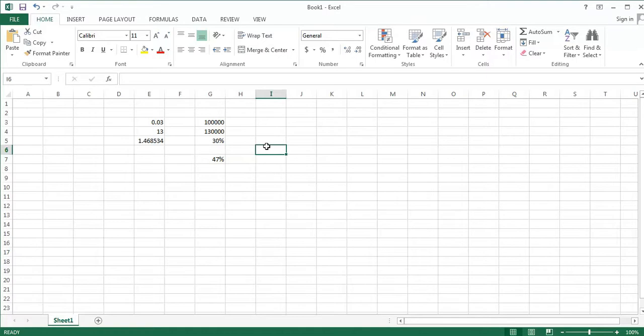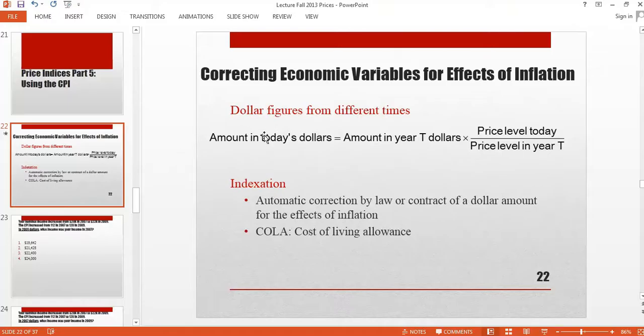So, how do we actually deal with this sort of thing? Well, we have the formula for it right here. To convert something to some equivalent amount in today's dollars, we take the amount in the earlier period and multiply by the ratio of the price levels. So we multiply by price level today over price level in year T.